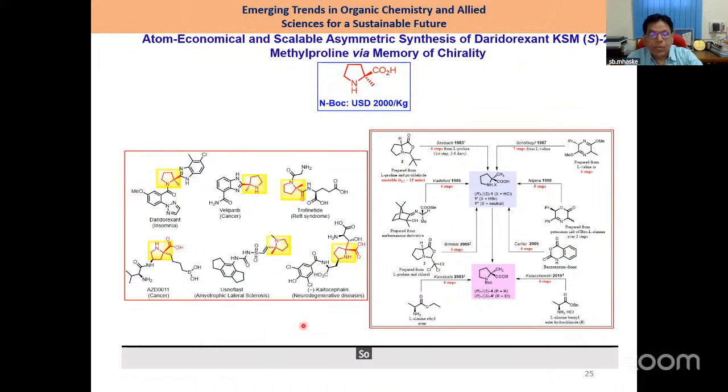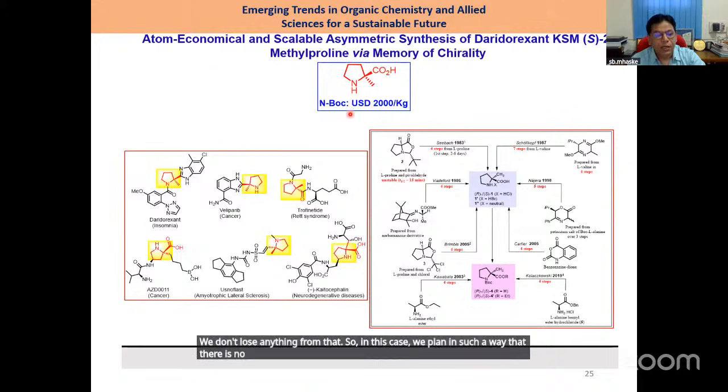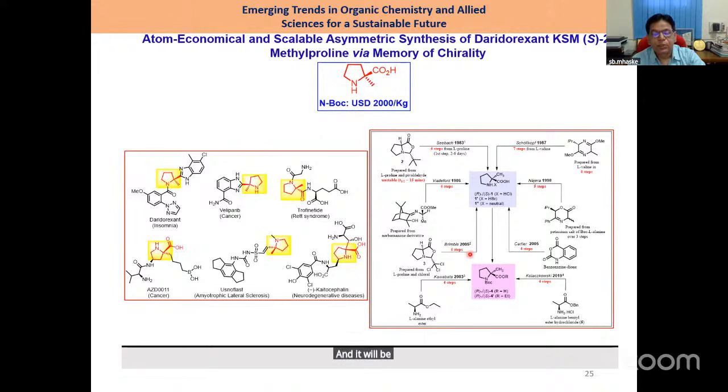So we wanted to plan something which will use the chirality of the substrate itself, as well as have no loss of atoms. There is a term called atom economy and time economy. Atom economy means whatever we start with, we retain, we don't lose anything from that. So in this case, we planned in such a way that there is no loss of any atoms in this synthesis, and it will be faster as compared to the reported synthetic methods.